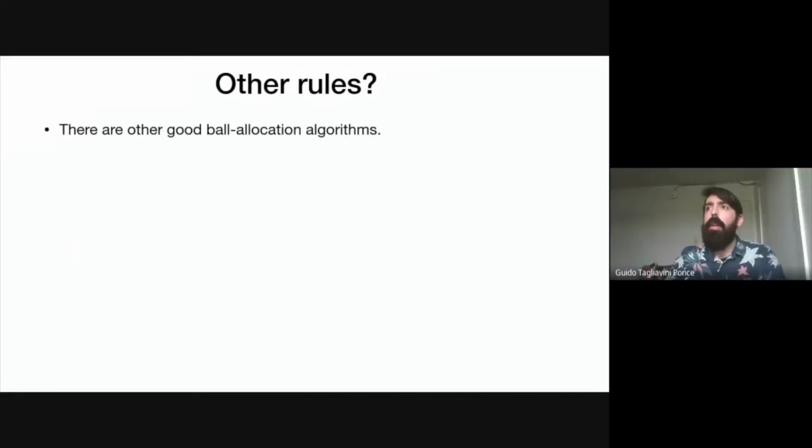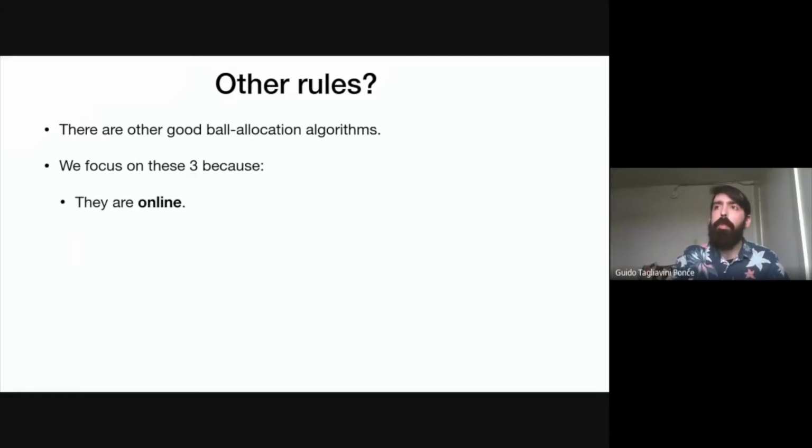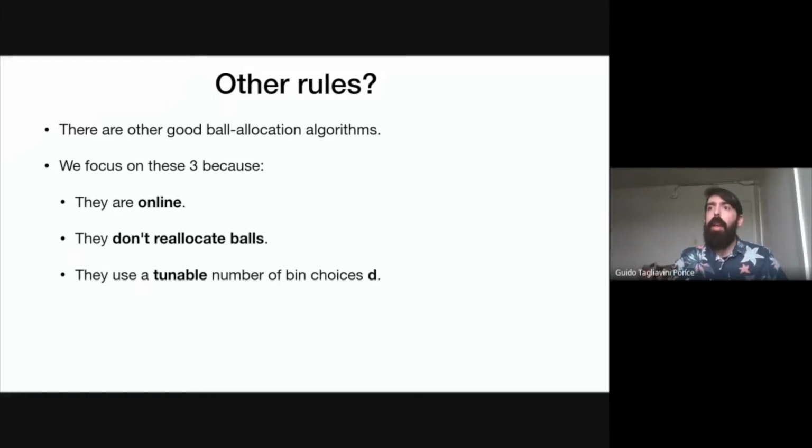Okay. So there are many other good ball allocation algorithms, but we are going to focus only on these 3 because they are online, which means that they place a ball before seeing the next one. They don't reallocate balls, meaning that when you insert a ball, they don't move other balls around. And they use a tunable number of bin choices D.